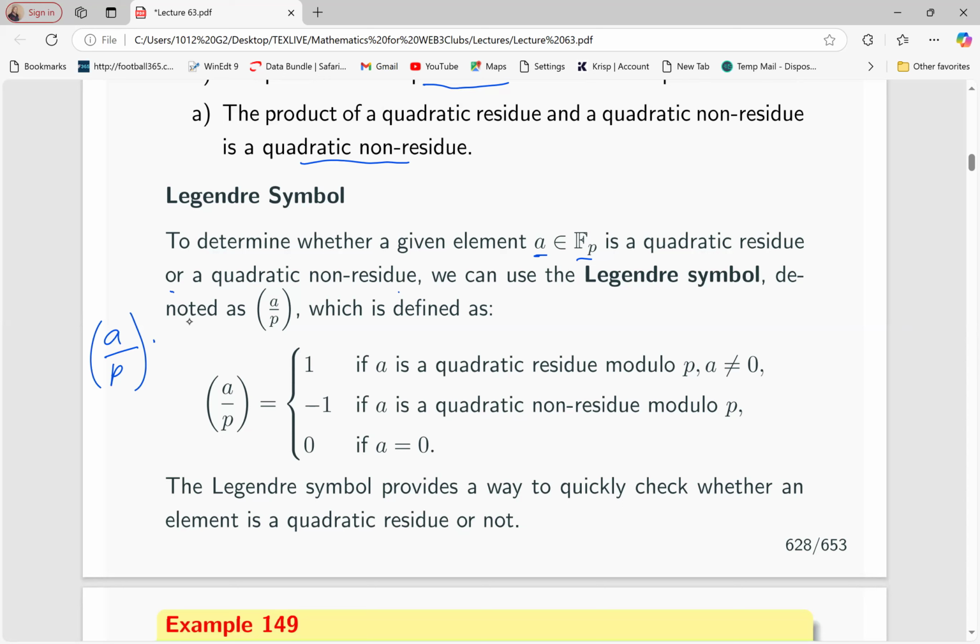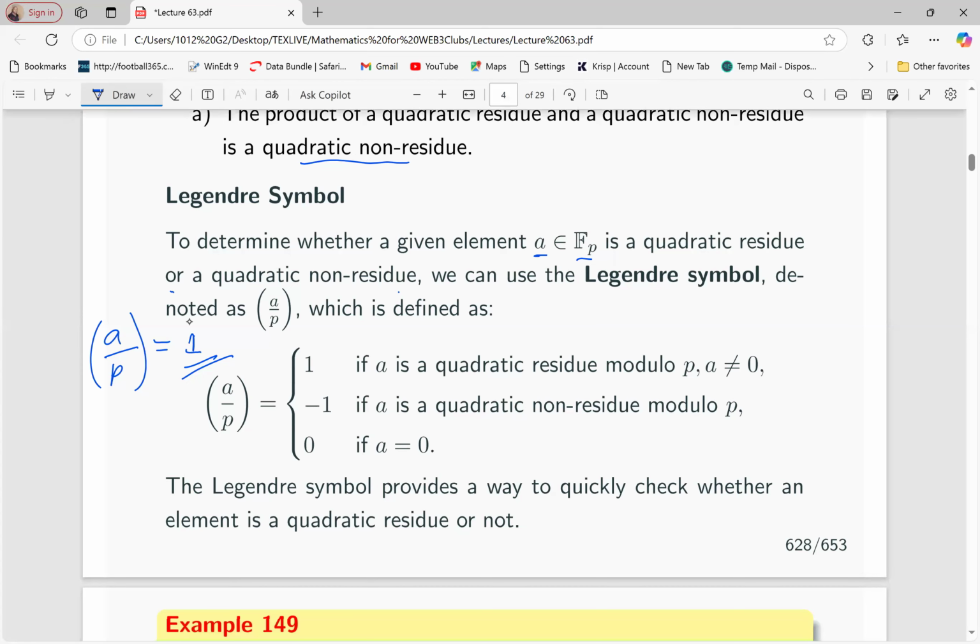The Lagrange symbol of a will be 1 if a is a quadratic residue. If a is a quadratic residue, then you get 1. I'll show you how we obtain this. It's not necessarily division. I'll show you what it is. That's why I said we don't say a divided by p. It's not the case. We're just saying the Lagrange symbol of a.